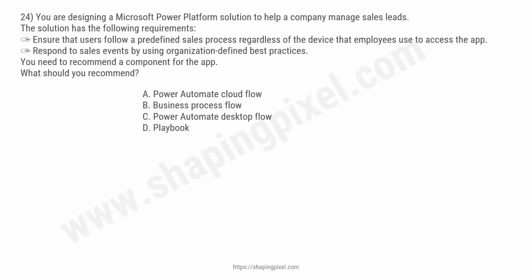You need to recommend a component for the app. What should you recommend? We have four options: option A, Power Automate Cloud Flow, option B, Business Process Flow, option C, Power Automate Desktop Flow, and option D, Playbook. So the right answer here is option B, Business Process Flow.